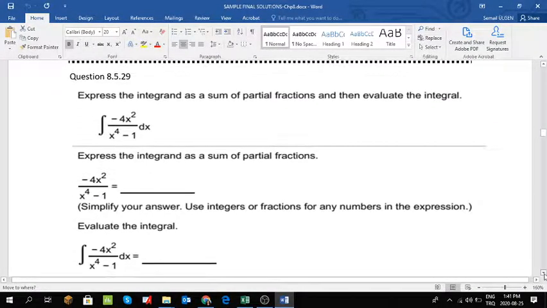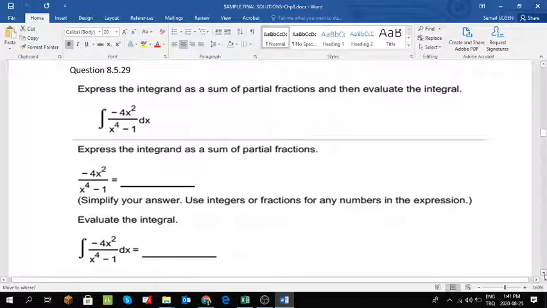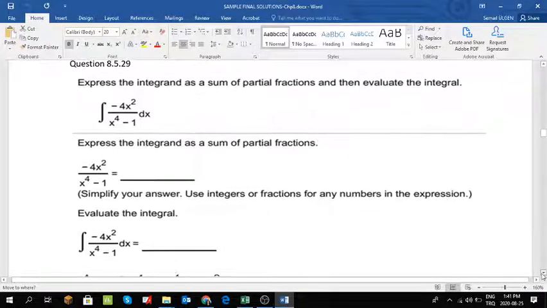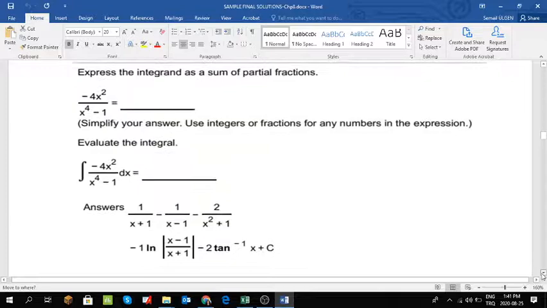This is the original question. Express the integrand as a sum of partial fractions and then evaluate the integral. This is the integral negative 4x squared over x to the 4 minus 1 dx. So we are going to first express the integrand as a sum of partial fractions, and then we are going to evaluate the integral by using these partial fractions, and the answer is given as follows.